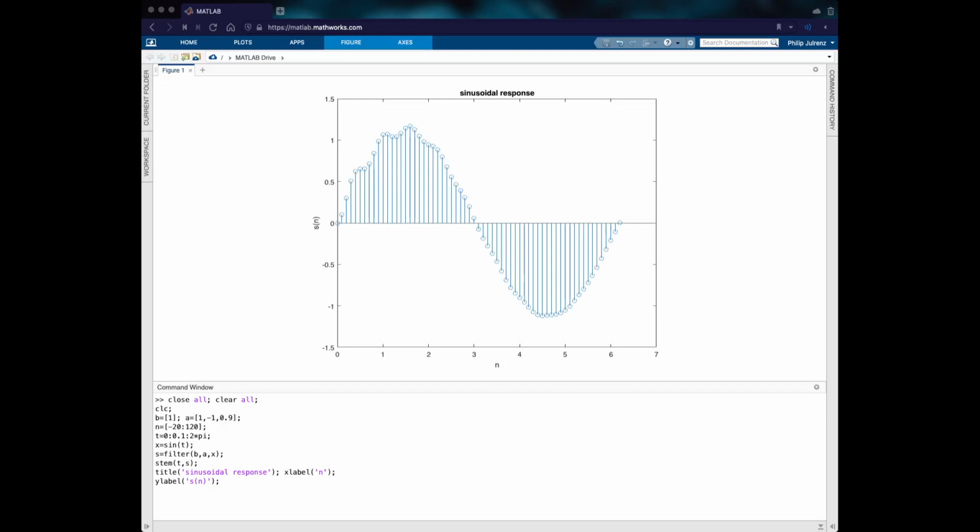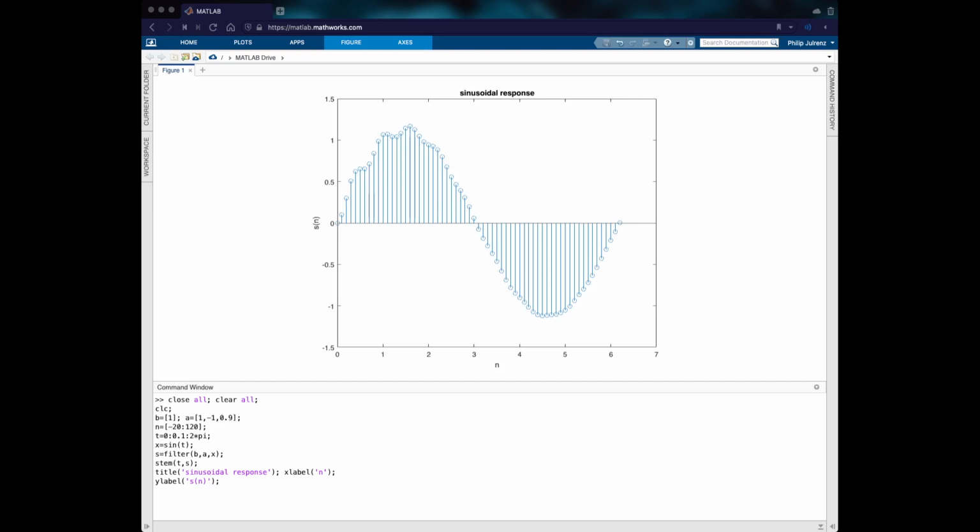Good day. We are Macaulay group, and this is lab activity number 11, generation of sinusoidal signal through filtering.